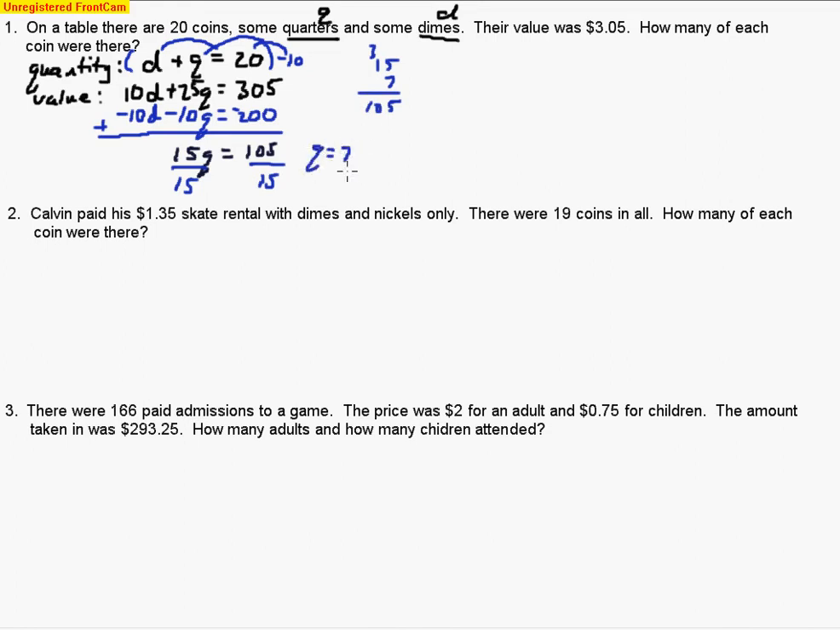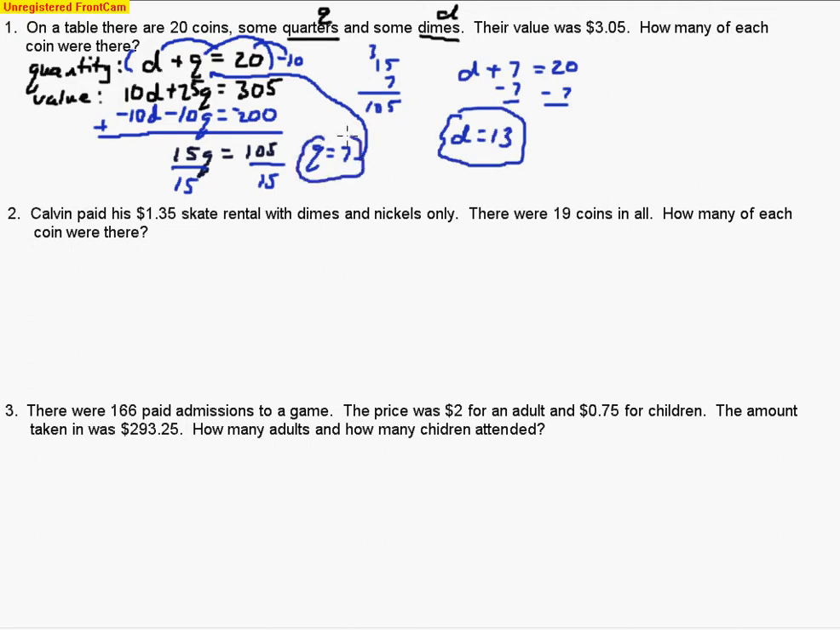So from there, just take that 7 and substitute. The quantity equation's the easiest one. Put it right there and subtract that from the total. That'll give you the number of dimes. So when you do that subtraction, you end up with 13. So D equals 13. So there it is. 13 dimes, 7 quarters.